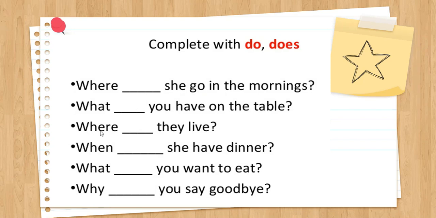Next, where they live. If you are using here they, what is the correct auxiliary? Exactly, yes, it's do. Where do they live? Answer, they live in an apartment. Okay, now you can do these ones, okay? Do this, this, and this. You can write them down. You can write the answer in the comment box. Okay, let's continue.